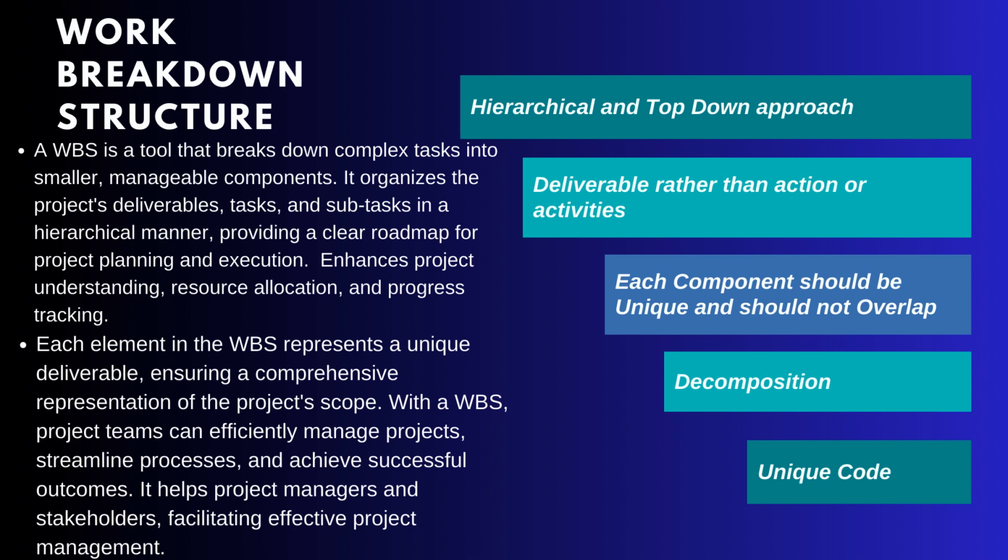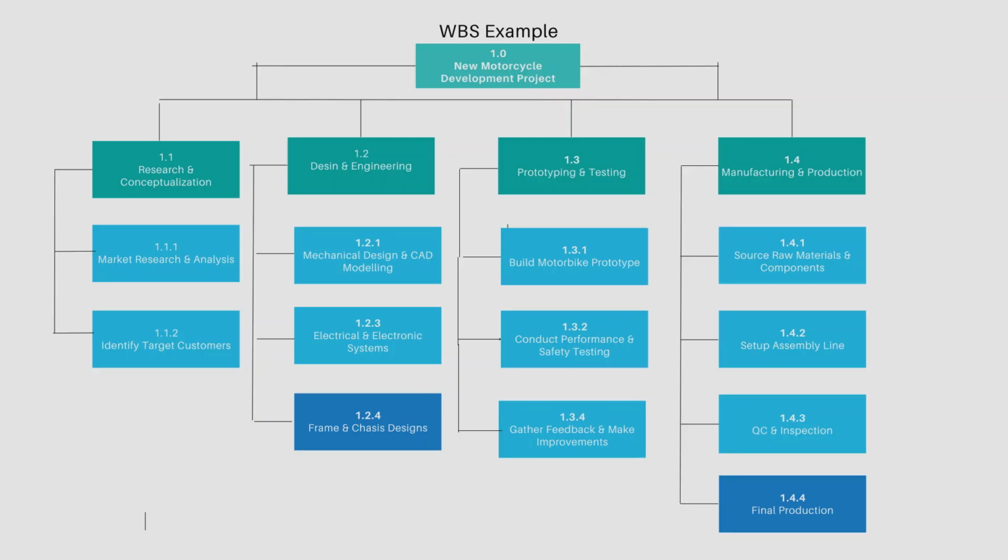WBS has a hierarchical or top-down approach. Focus is given to deliverables instead of actions or activities. Each component should be unique and should not overlap. It has a unique code. To help you better understand, I have created a WBS for a new motorbike development project. Remember that as a project manager you should be well versed in creating WBS. In this diagram you can see that the first major component is numbered as 1.0. And you further break down the complex components into more manageable components, which will help you to allocate resources, assign tasks, and track progress, helping you avoid risks.